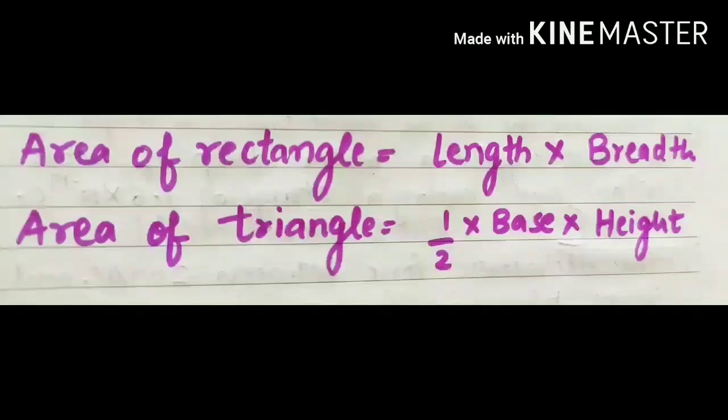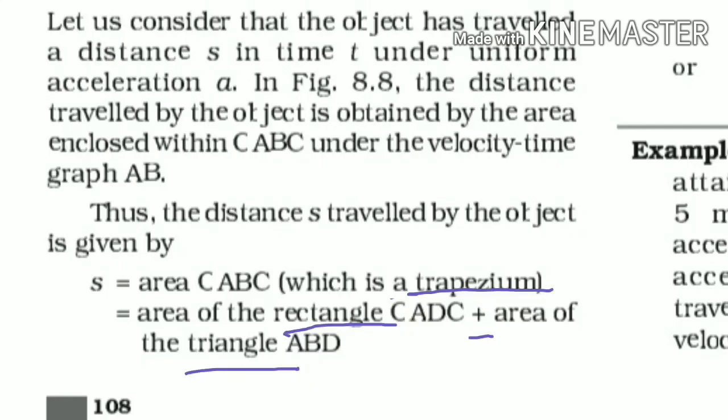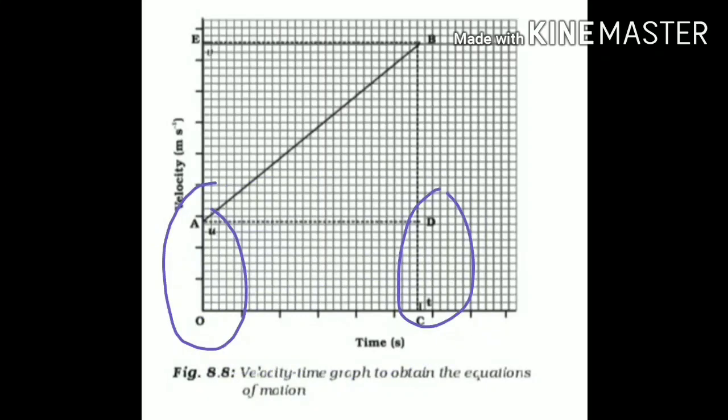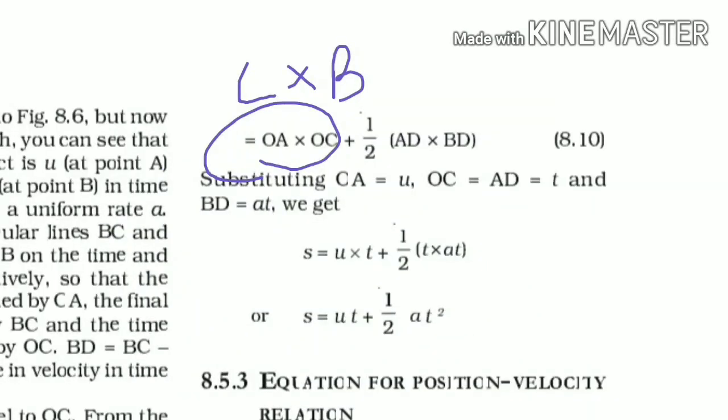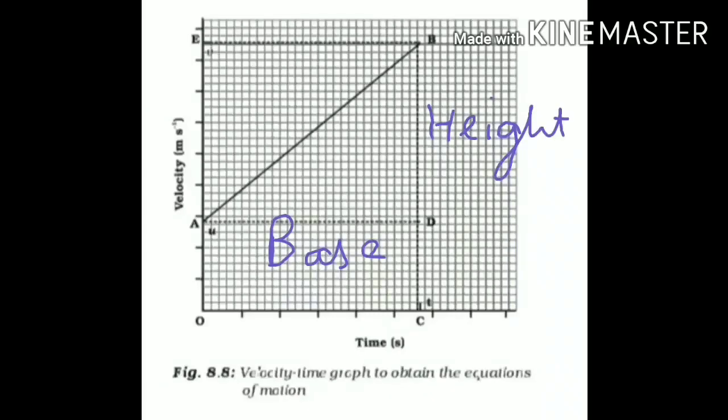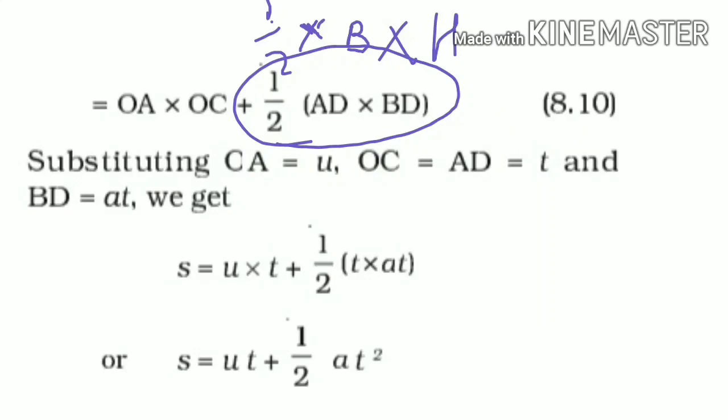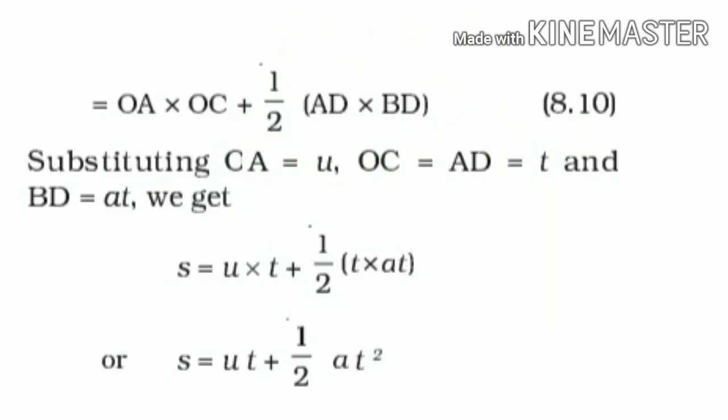We will use these two formulas, as you know very well that the area of a trapezium is equal to the area of rectangle plus the area of triangle. This is the length of the rectangle and this is the breadth of the rectangle. So the area of the rectangle is length into breadth, that is equal to OA into OC. In triangle ABD, AD is the base and BD is the height. Here we have used the formula of the area of a triangle, that is half of base into height.